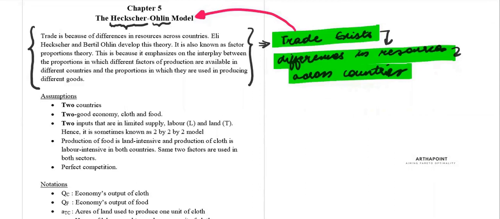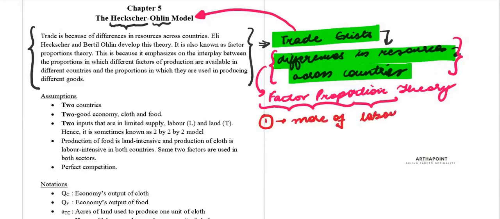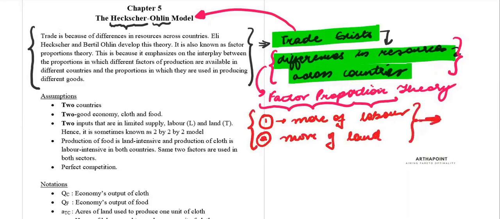This Heckscher Ohlin model is also known as the factor proportion theory. The factor proportion theory is based, as the word suggests, on the different proportions of the factors that are available in different countries. So basically, one country may have more labor and the other country may have more land. So based on different factors, trade would arise, and that is known as the factor proportion theory.